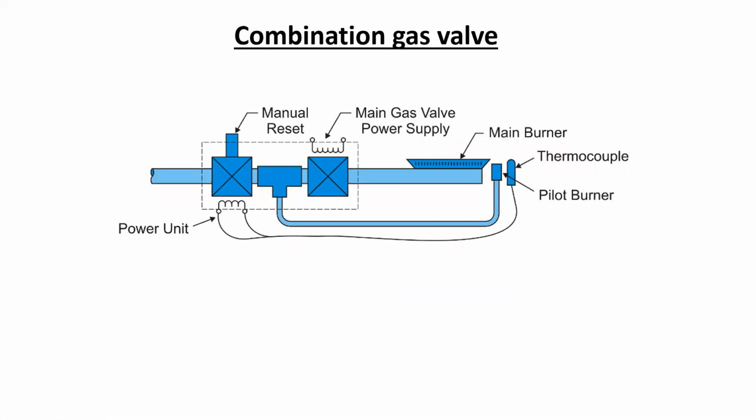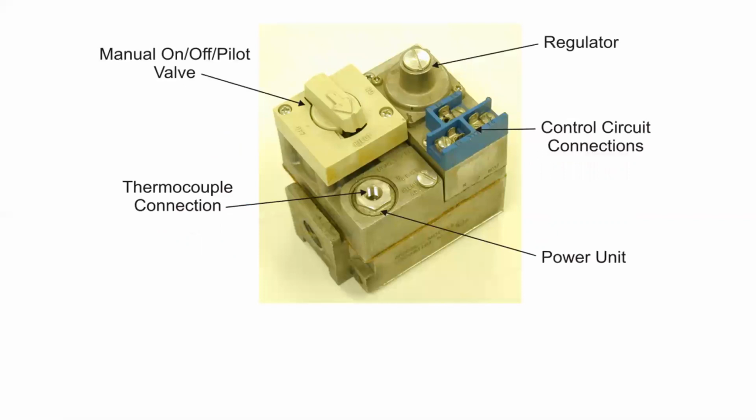In most modern applications, this design has been compressed into a combination gas valve, where the pilot safety valve is part of the main gas valve, and there are two separate gas valves in this one object. It looks like this typically. We can see a threaded connection for the thermocouple. We see electrical connections on the main gas valve that the thermostat would be controlling. We also have a manual on, off, and pilot setting.